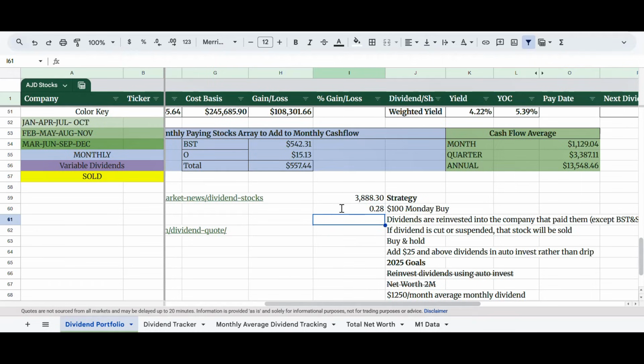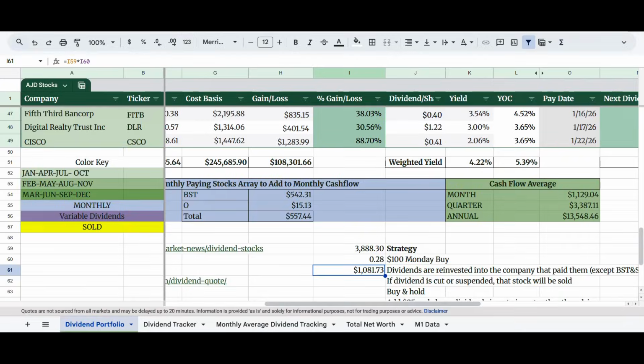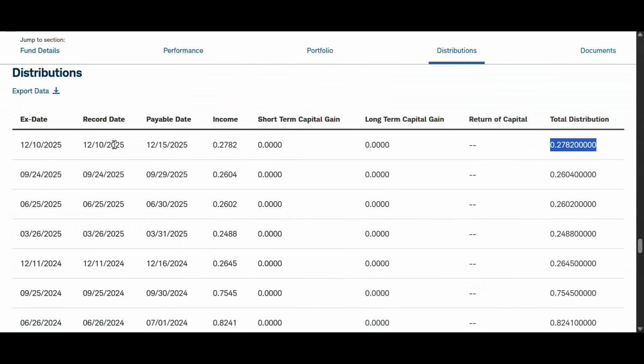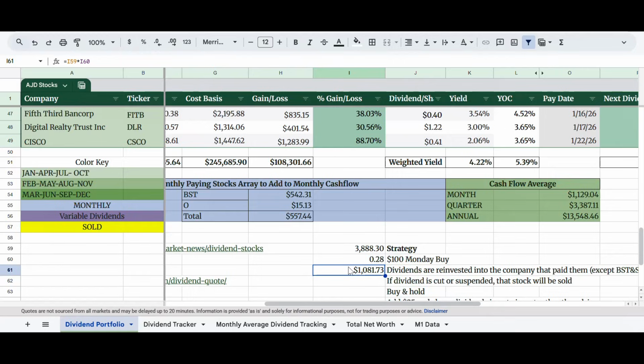So just do some quick math to show you what the next dividend is going to be. It'll be this times this. So this is going to be the dividend I will receive, and that should be on the 15th, but M1 has a 1-day delay. So on the 16th, I'm going to have a dividend drip of this amount, the 1,081.73, and that's going to just drip into the portfolio.